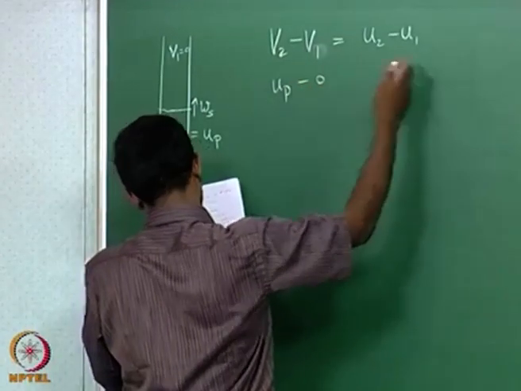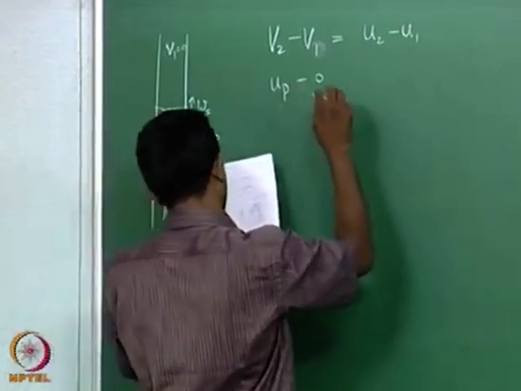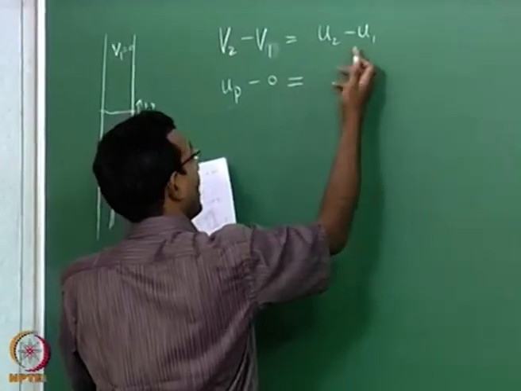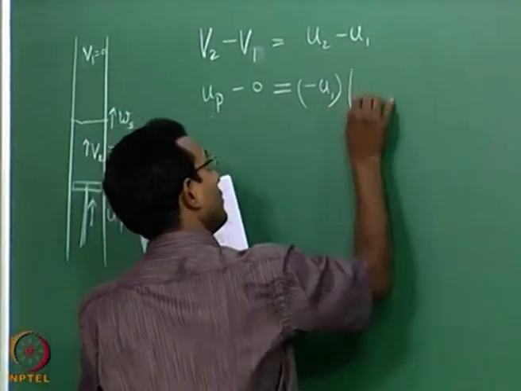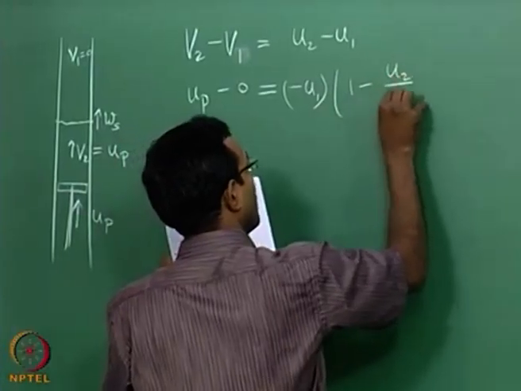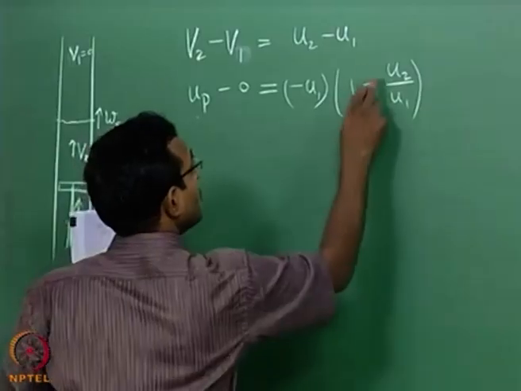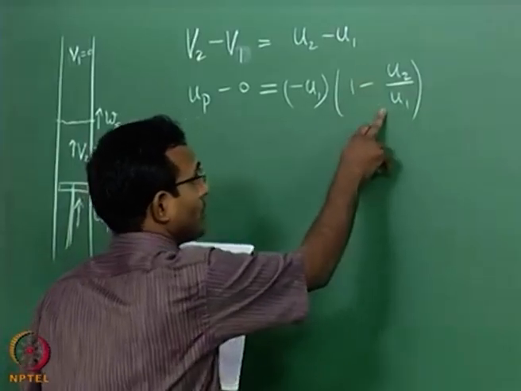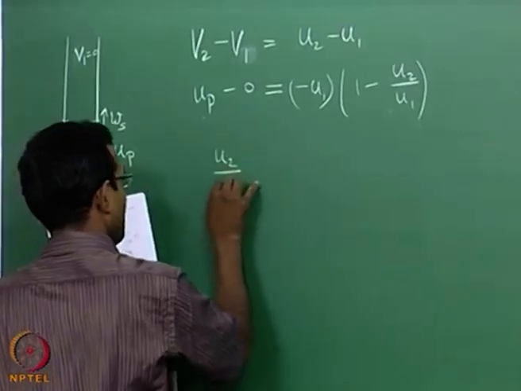V2 minus V1 equal to U2 minus U1. This is U piston, the piston velocity, minus 0 is equal to, I will pull out minus U1 here, the same thing we did even before, 1 minus U2 by U1. I have this, and this U2 by U1 is with respect to shock fixed coordinates. So, I will go and use normal shock relations and shock fixed coordinates.